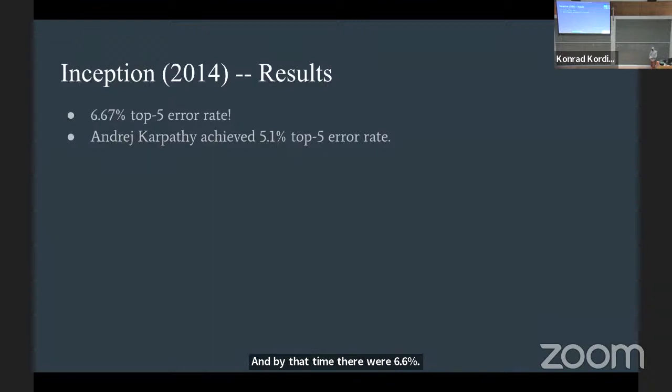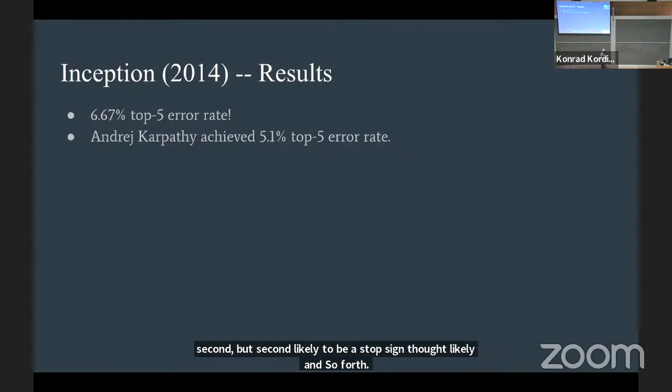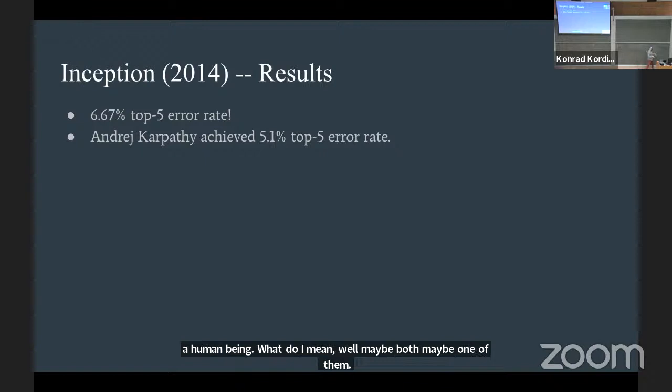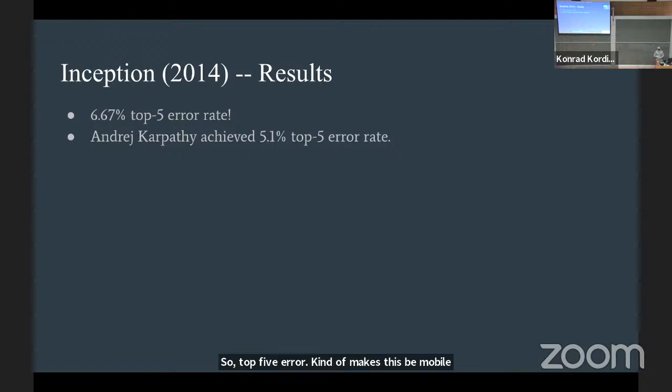Does everyone know what top 5 error rate is? Okay, so I asked the network not just to tell me what this is. I asked the network to give me its guesses. The network will say, most likely this is a hand, but second most likely it could be a stop sign, third most likely, and so forth. So by using top 5, it's fine if it's one of them. Why does that matter? Some things might be labeled dog, others might be labeled dachshund. Every dachshund is also a dog. Or you can say this thing is a hand, but it's also a human being. What do I mean? Well, maybe both, maybe one of them. So top 5 error rate makes this more benevolent for the networks, if you want.